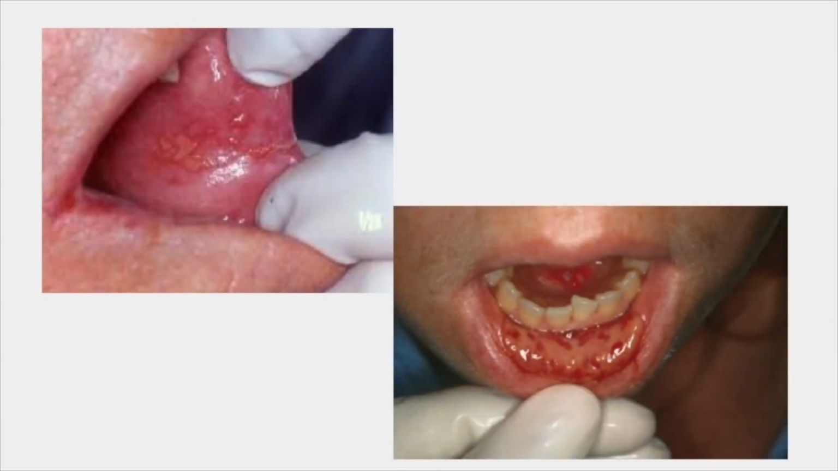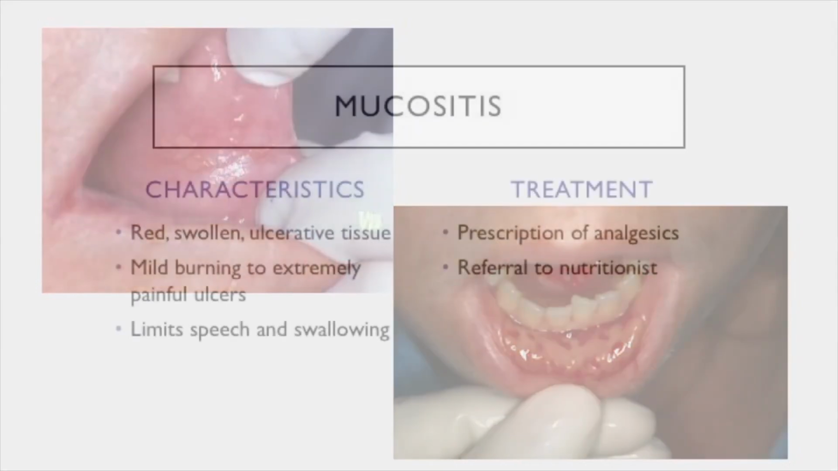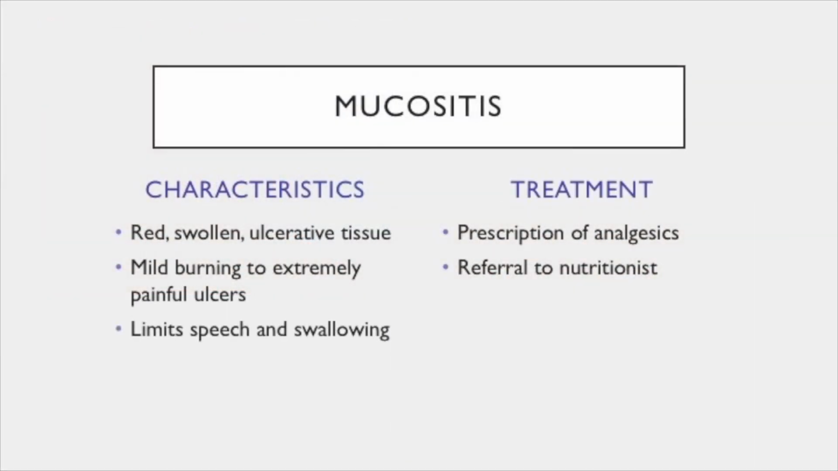Oral mucositis is characterized by swollen, red, and ulcerated tissue in the oral cavity that range from mild burning to horribly painful ulcers. This is not only uncomfortable and painful for the patient, but it can also limit speech, chewing, and swallowing. Patients are often prescribed analgesics to treat painful symptoms. Patients presenting with oral mucositis that is affecting their ability to eat should consult with a nutritionist to ensure that they are getting the nutrition they need.